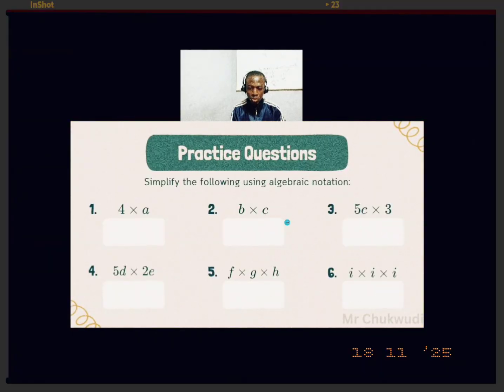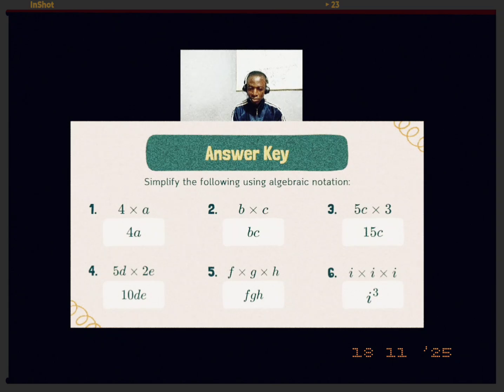Now I want you to pause the video and try this. Okay, I believe you have done that. So let me show you the answer, then you cross check if you got it. I believe your answer is same thing with what you are seeing on the screen.